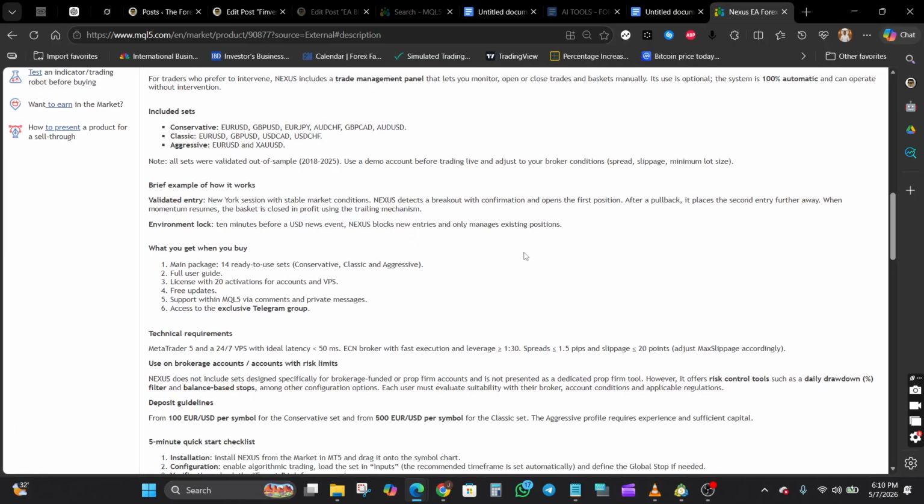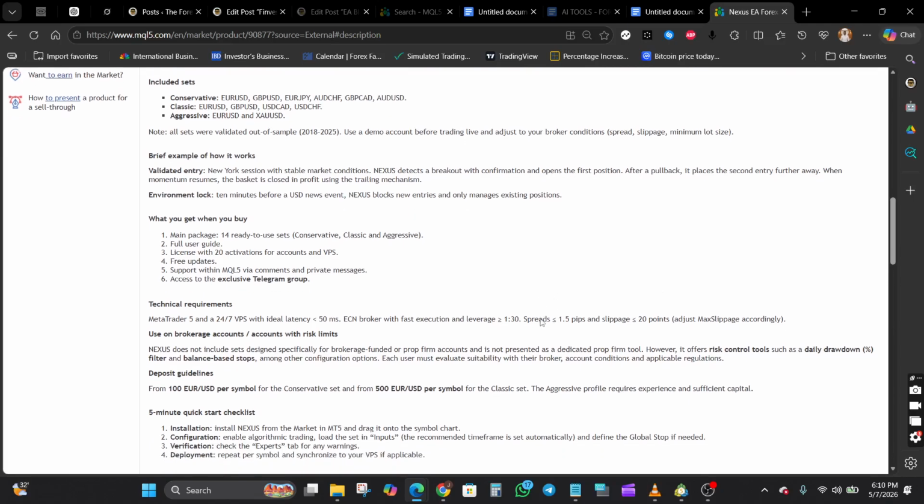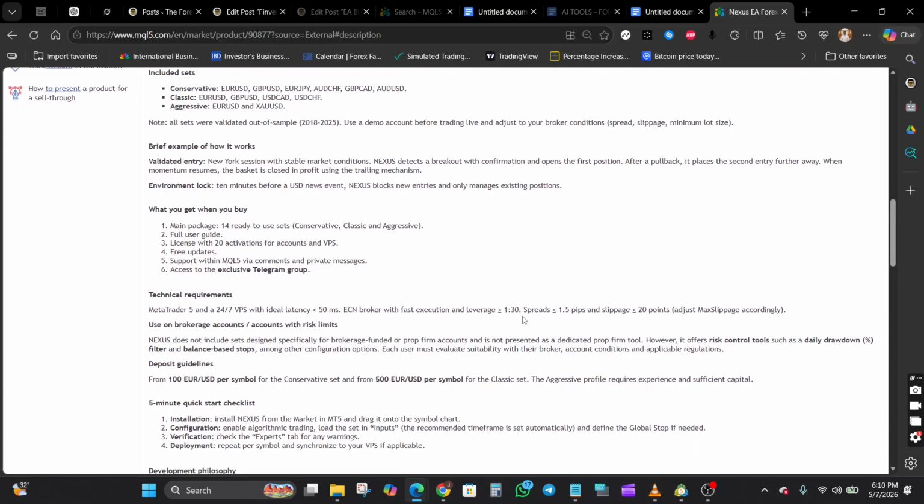So that may sound simple, but it's actually a strong protective mechanism because many grid systems fail when they rapidly stack positions too quickly during strong directional moves. There is also a moving basket target combined with a trailing mechanism. So instead of simply closing individual trades one by one, the EA appears to manage baskets collectively and lock profits dynamically once price retraces after moving in favor of the basket.